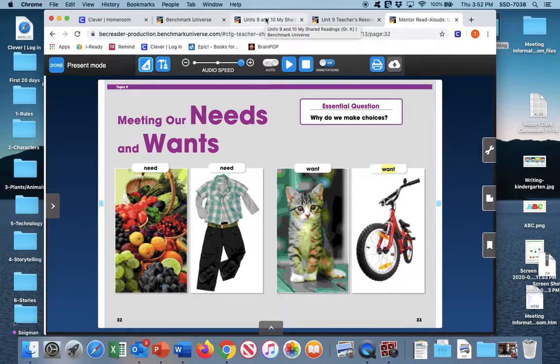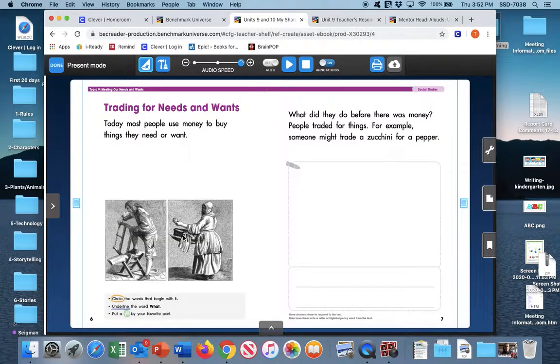And now you may turn in your workbooks to page 6 in your new shared reading workbooks for Unit 9. And the topic is trading for needs and wants. So we see here that there are a couple of pictures at the bottom. And I want you to be thinking maybe about our letters from last week. Our letters last week were X and Z.